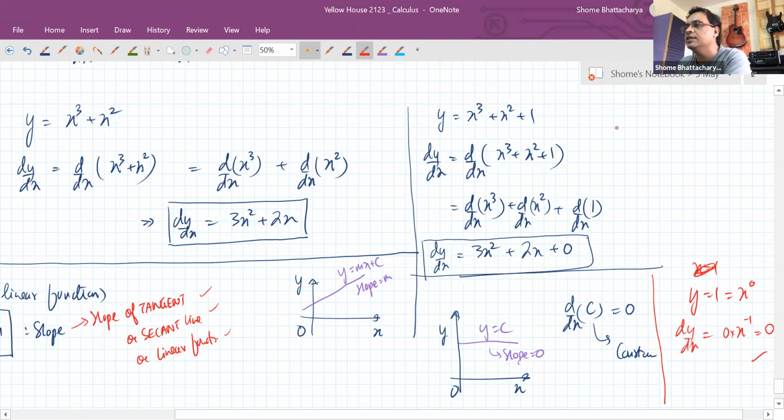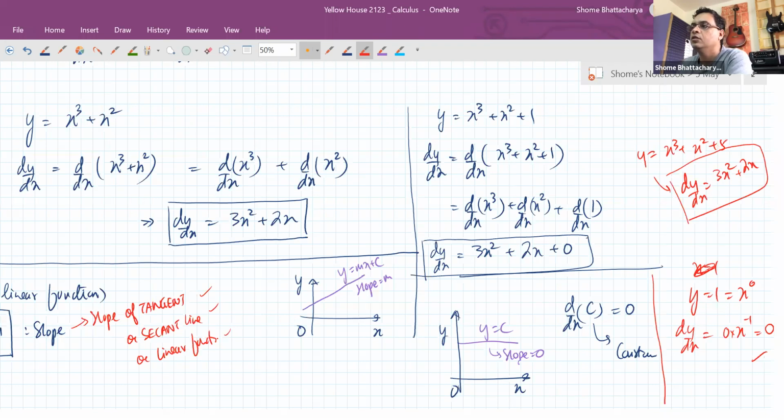Or even if this had been 5, even if this had been any other value, even for this, what will be my dy by dx? It will be rate of change of x cube, which is 3x square, plus rate of change of x square, which is 2x, plus rate of change of 5, which is 0, because 5 is a constant. Okay, yes, I got it. Got it now? Understood? Okay.